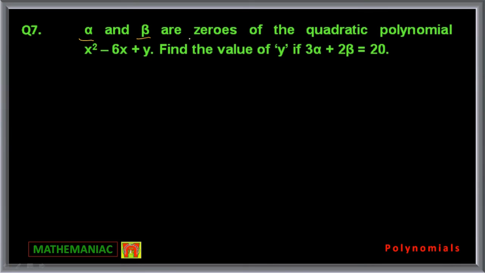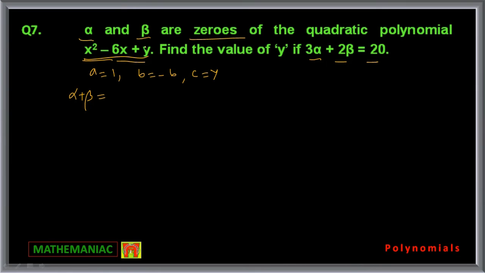Alpha and beta are two zeros of the quadratic polynomial x squared minus 6x plus y. Find the value of y if 3 times alpha plus 2 times beta equals 20. Alpha, beta are the zeros, so I'll not write much statement. Just write, given that alpha, beta are zeros of the quadratic polynomial. If you compare, what is a? 1. What is b? Minus 6. What is c? y.